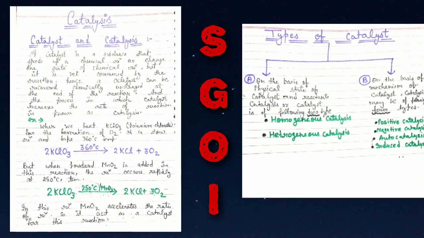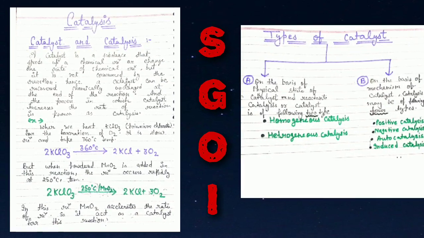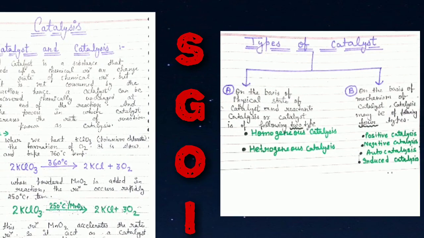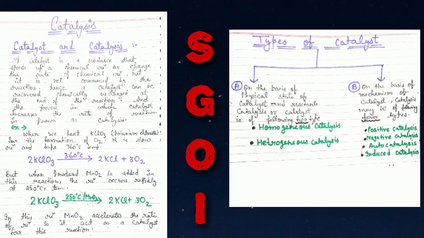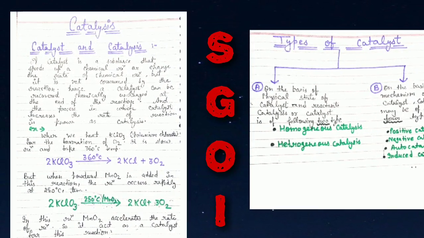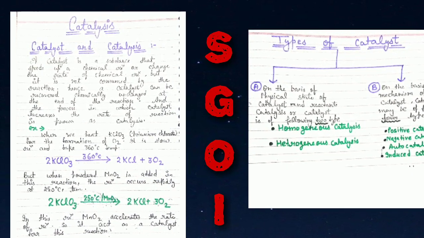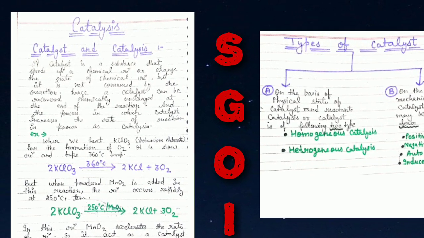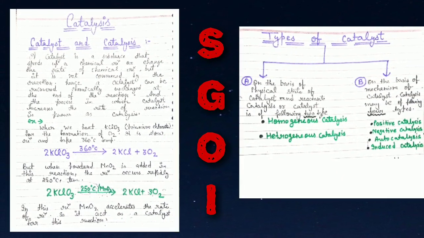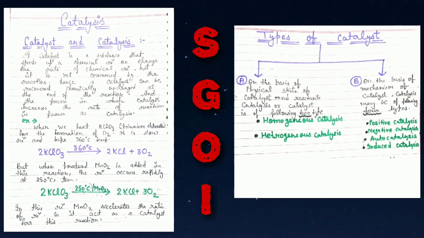After this, I am going to explain types of catalyst or catalysis. Student, here there are two types of classification. The first classification is based on the physical state of catalyst and reactant, in which homogeneous and heterogeneous catalysis are present. And the second type of classification is based on the working process of catalyst, in which the catalyst may be positive, negative, auto catalyst and induced catalyst.